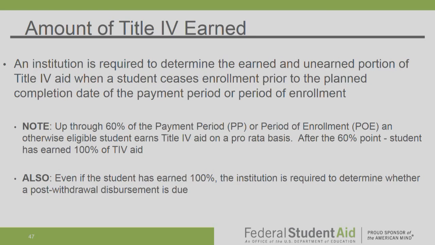An institution is required to determine the earned and unearned portion of Title IV aid when a student ceases enrollment prior to the planned completion date of the payment period or period of enrollment. We're often asked if schools are required to complete R2T4 calculations for students who have earned 100% for the period. And the answer is no, strictly speaking, but the school still has to document that the student received all the Title IV funds for which they were eligible and that the student has completed more than 60% of that period. And remember again that to qualify for 100% of the student earning their Title IV aid, they must have completed 60.01% after those rounding rules we discussed.